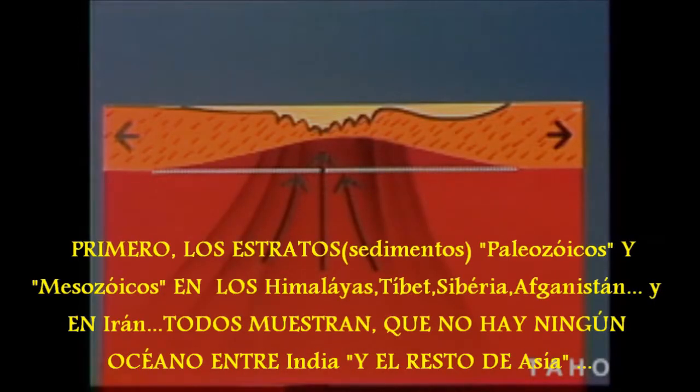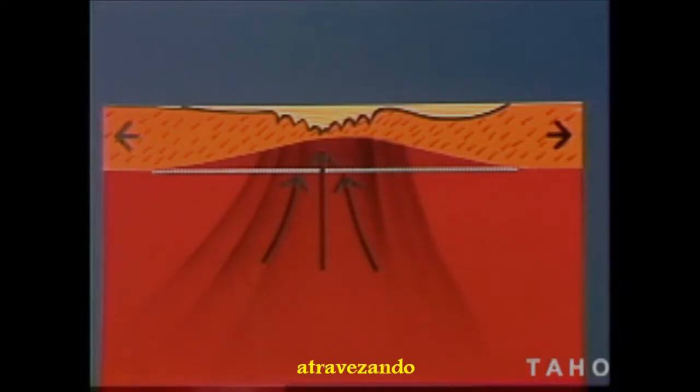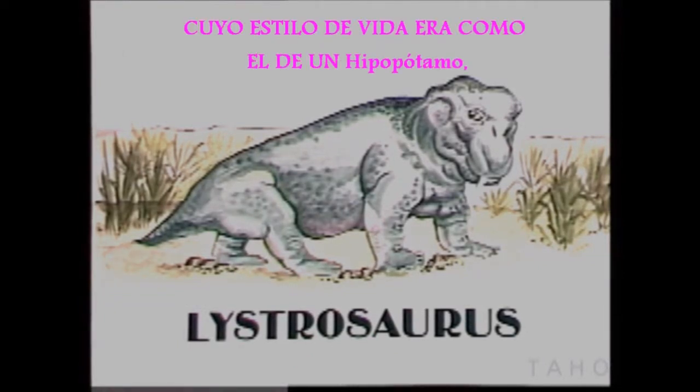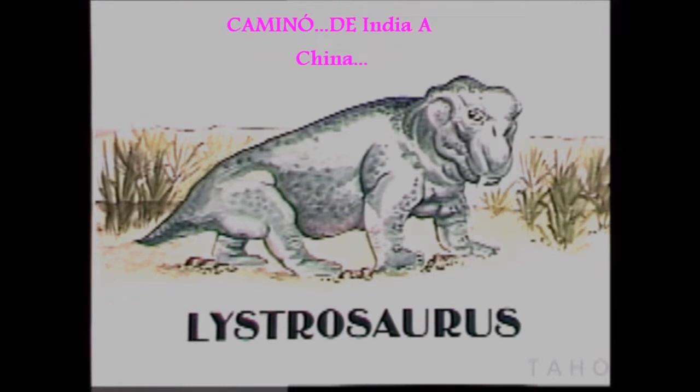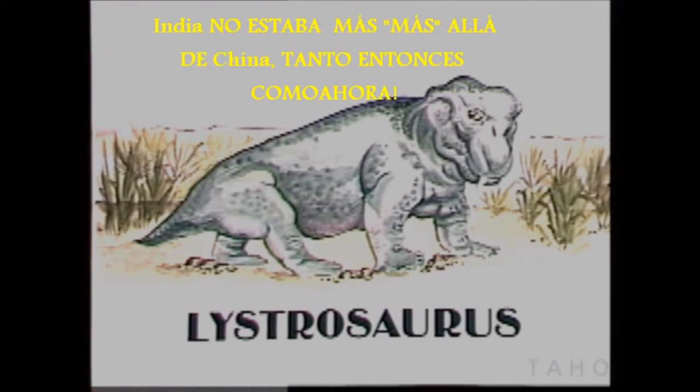First, the Paleozoic and Mesozoic strata in the Himalayas, Tibet, Siberia, Afghanistan, and Iran, all show that there was no ocean between India and the rest of Asia, only shallow intracontinental seas with similar fossils and rock types spreading right across. This Triassic reptile, whose lifestyle was like a hippopotamus, walked from India to China and back again, along with many others. Do you think this possible if there were 5,000 kilometers of ocean between? No. India was no further from China then than now.